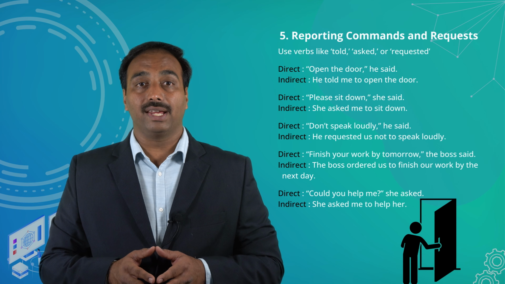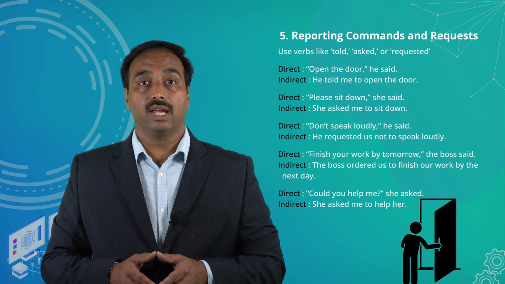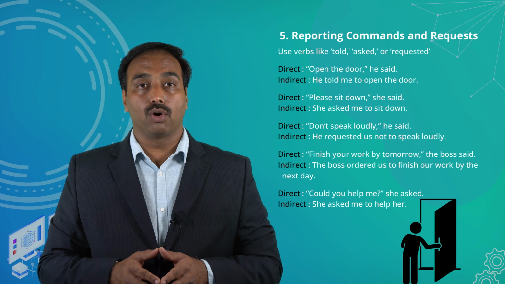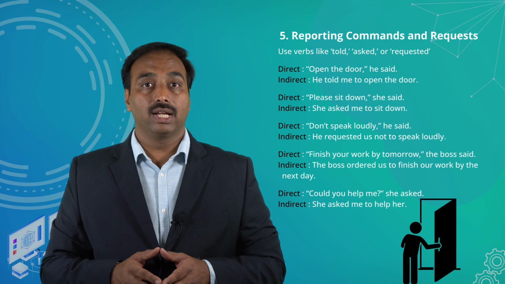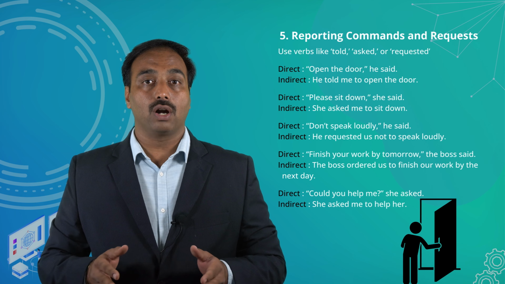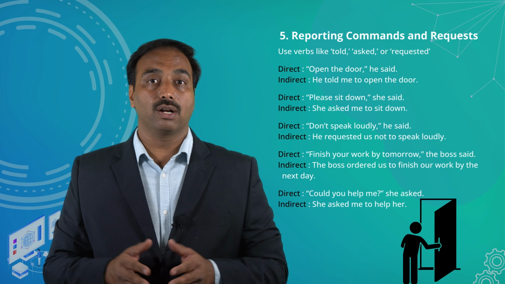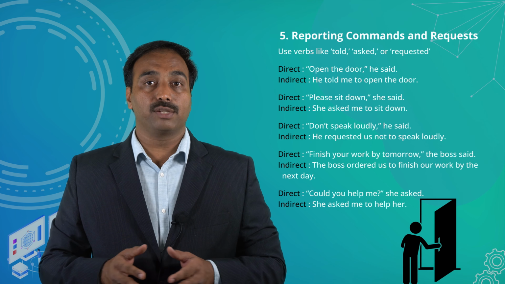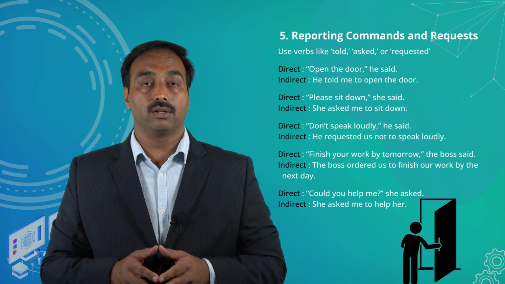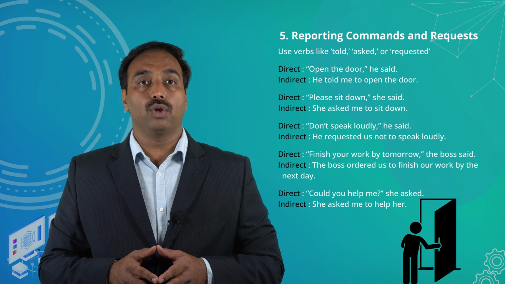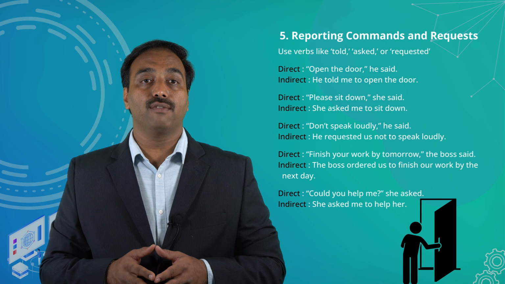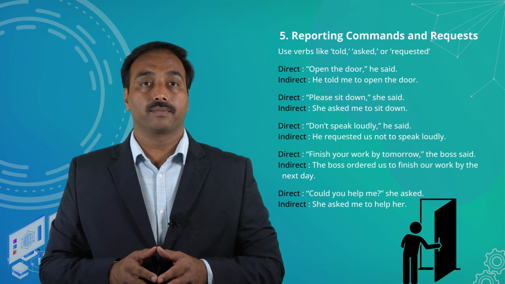"Don't speak loudly," he said. In indirect speech it is, he requested us not to speak loudly. "Finish your work by tomorrow," the boss said. In indirect speech it is, the boss ordered us to finish our work by the next day. "Could you help me?" she asked. In indirect speech it is, she asked me to help her. Transforming commands and requests into reported speech involves using appropriate reporting verbs and infinitive structures.